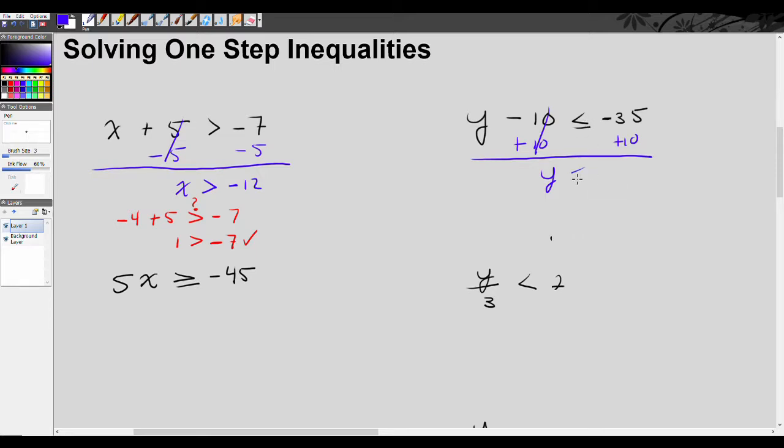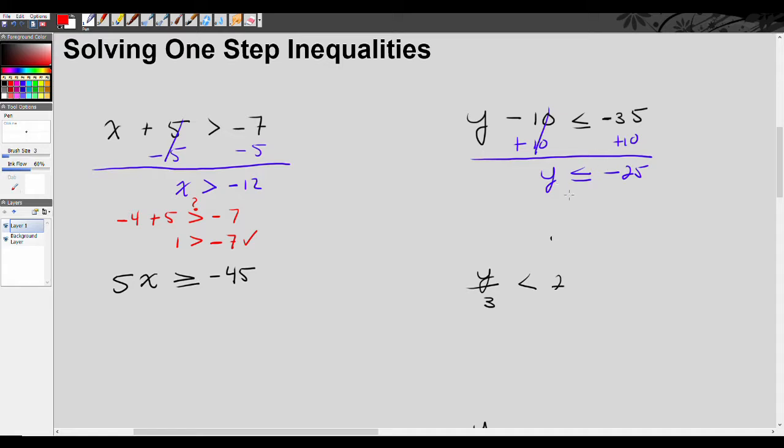My symbol this time is less than or equal to, and negative 35 plus 10, different signs subtract, and keep the sign of the greater number, or the number with the higher absolute value. That's the best way to say it. So my solution is y is less than or equal to negative 25. And again, I can test that out.